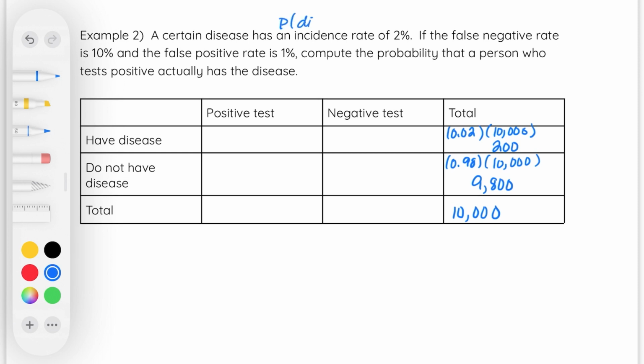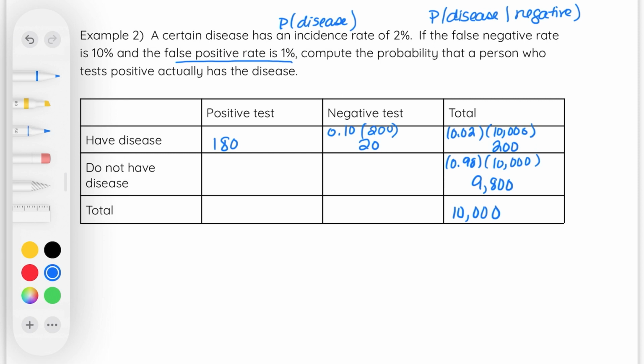So this gave us those who have the disease. If the false negative is 10%, so a false negative is they have the disease given that they tested negative, is 10%. So this category is 10% of those who have the disease will test negative, so 20 of them, which means those who test positive that they have the disease would be 180, since 180 plus 20 gives me 200.